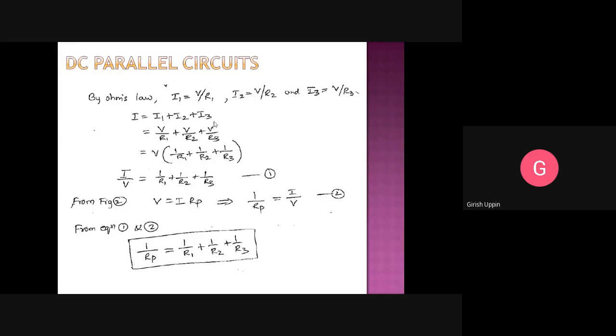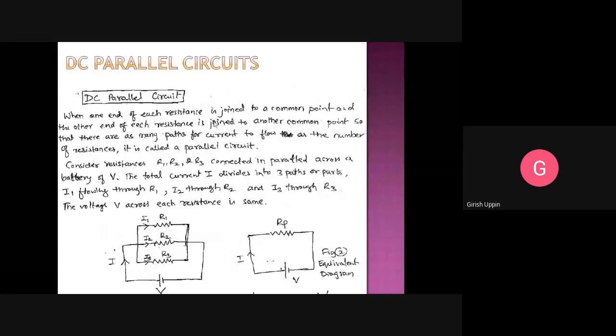And in this diagram, we can apply Ohm's law. What is Ohm's law? V is equal to IR. Mathematically, V is equal to current into resistance. So I can apply Ohm's law to this branch as well as this branch. And one more important thing to notice is that the voltage across all the branches would be exactly the same.